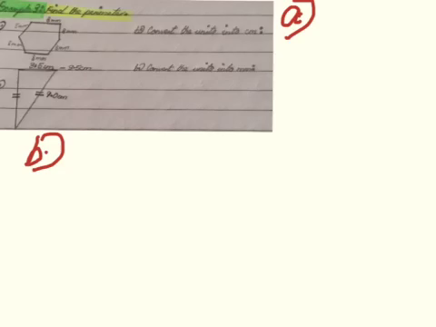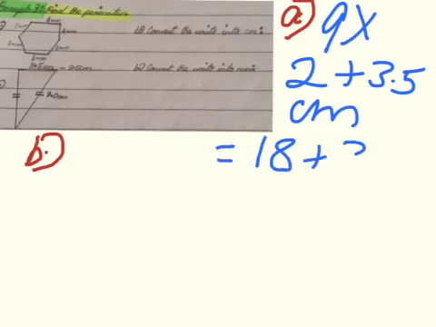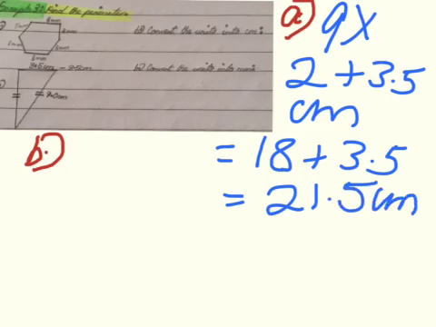Now, the next part is a triangle that has been given, and it is an isosceles triangle. That means two sides are the same. So 9 centimeters are the same sides, which means 9 times 2 plus 3.5 centimeters. Now we can work that out, which is 18 plus 3.5 gives us the answer of 21.5 centimeters. That means that's the answer for this shape.